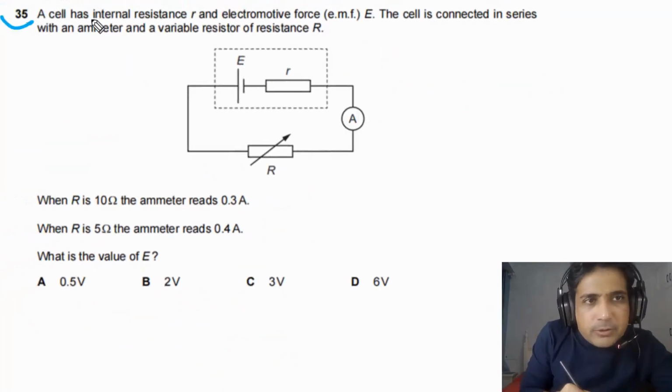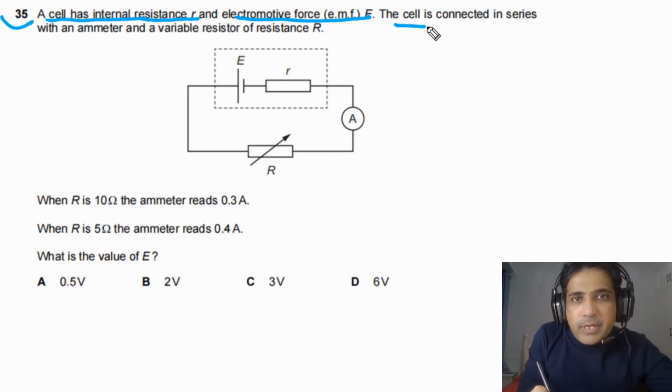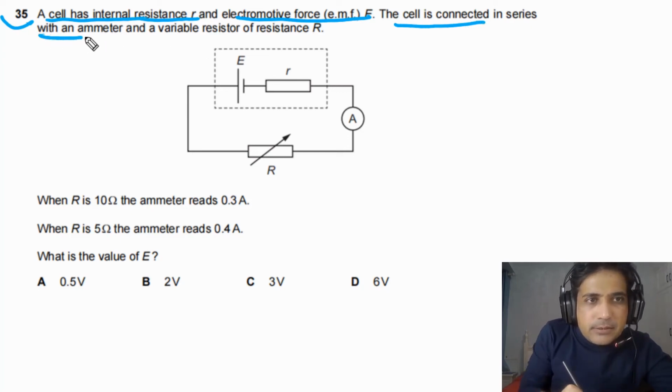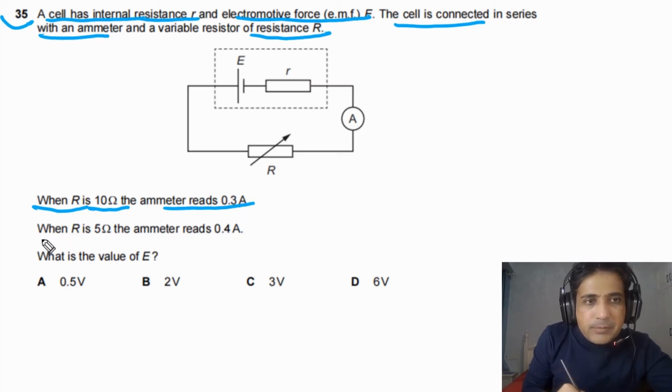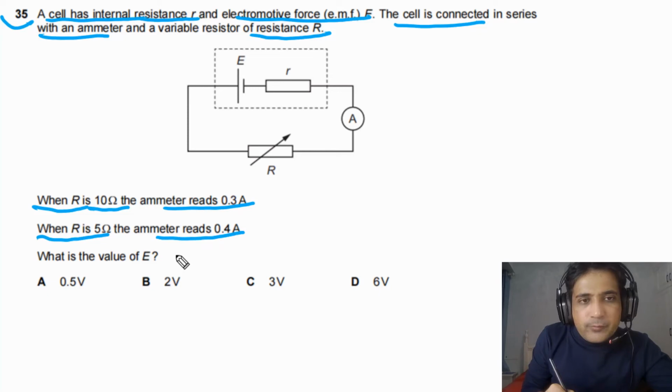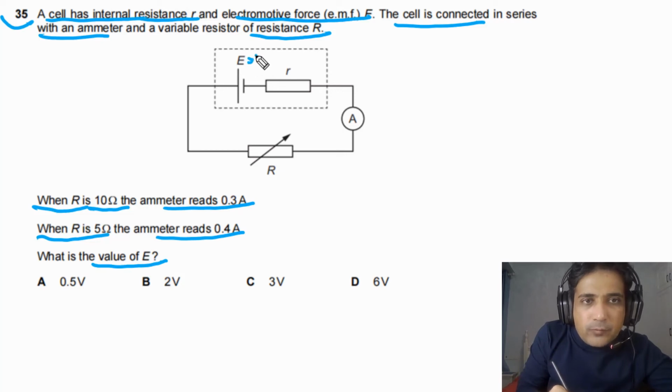For question number 35, it is given that a cell has internal resistance small r and electromotive force capital E. The cell is connected in series with an ammeter and a variable resistor of resistance capital R. When R is equal to 10 ohms, the ammeter reads 0.3 amps. When R is equal to 5 ohms, the ammeter reads 0.4 amps. What is the value of E? So for this question, we need to find the value of E.